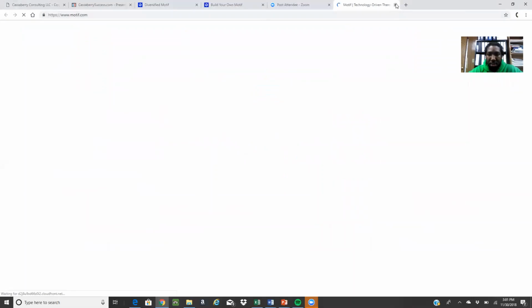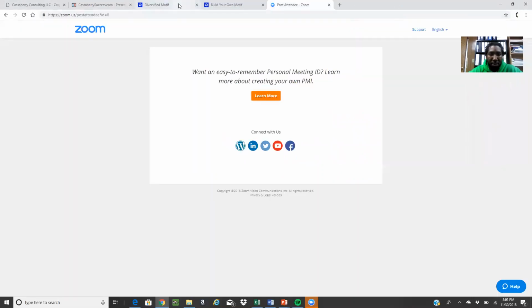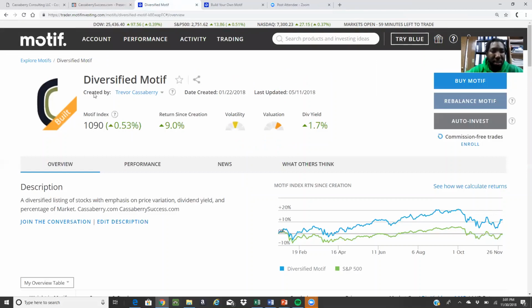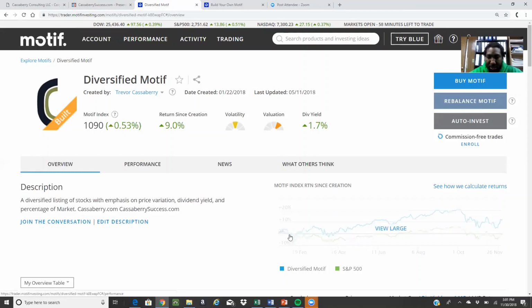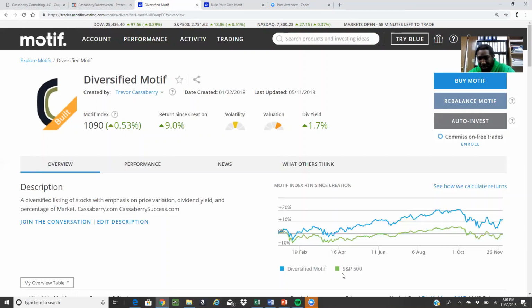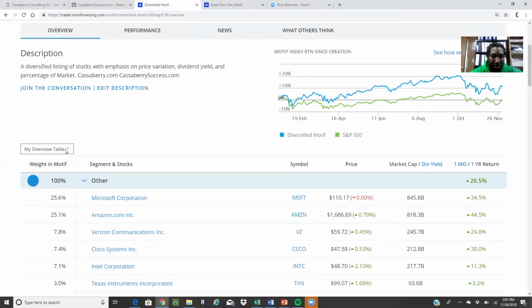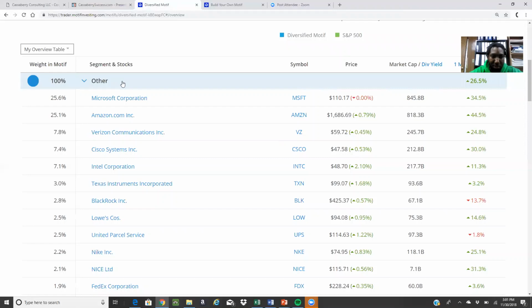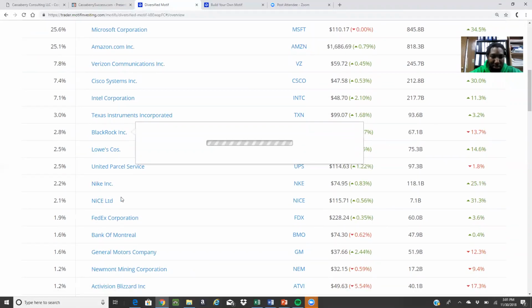Actually, I already have Motif open. For an example, this is one Motif we created back in January. As you can see, it's still up 9%. Here it shows you how our Motif fared against the S&P 500. Our Motif clearly beats the S&P 500 at all times. We were the ones who put in the description and the logo here. We named it. Here we did the weights. I chose all of these stocks myself.